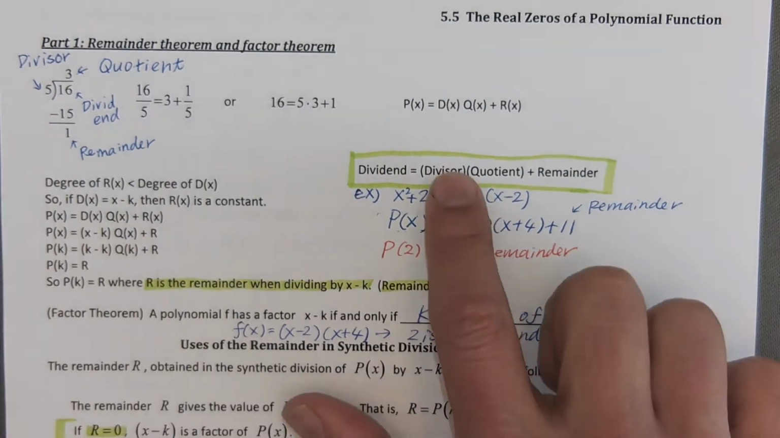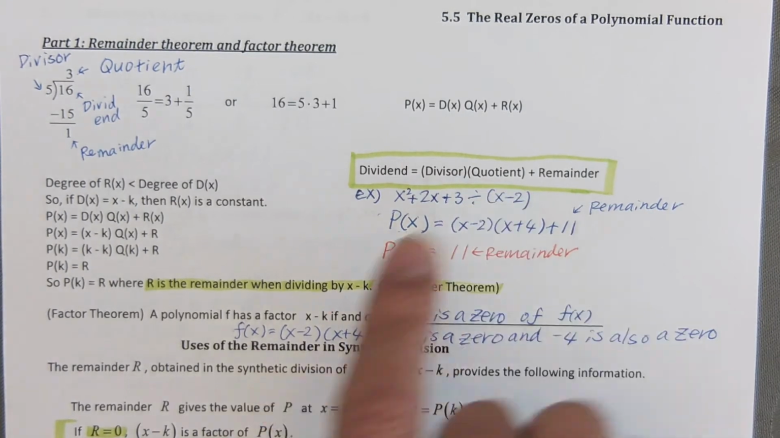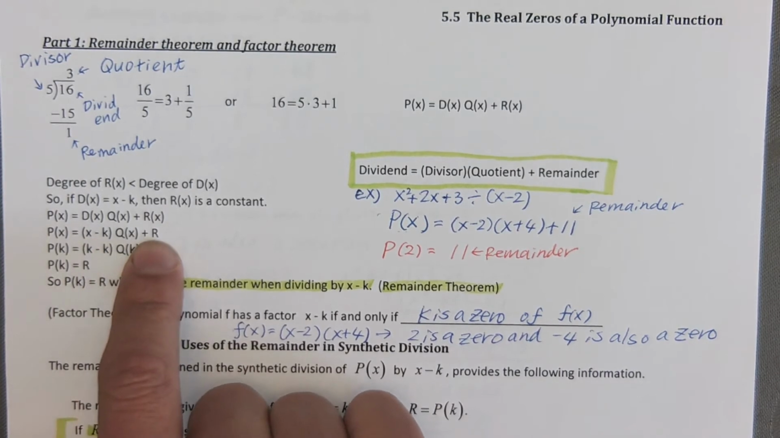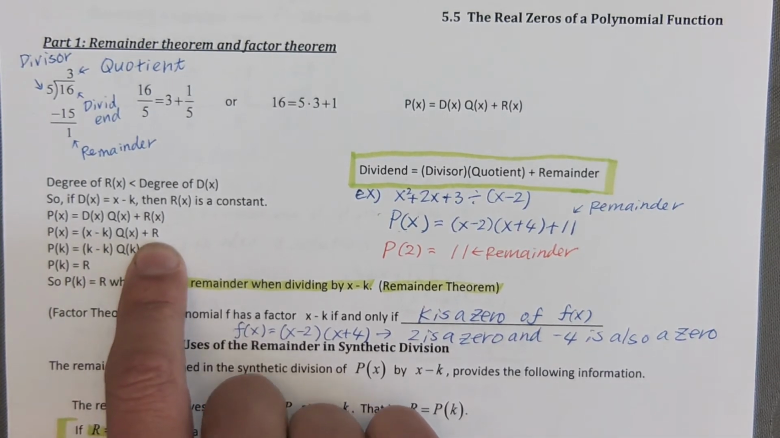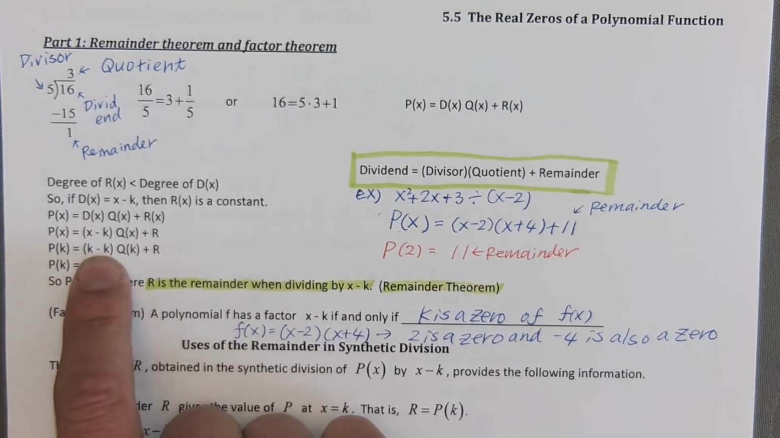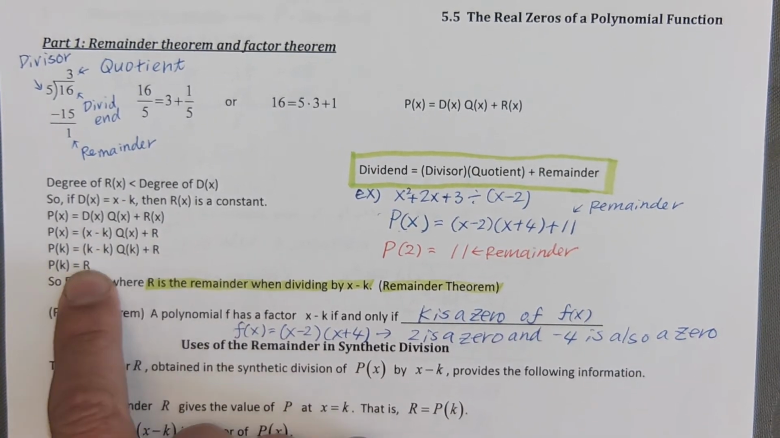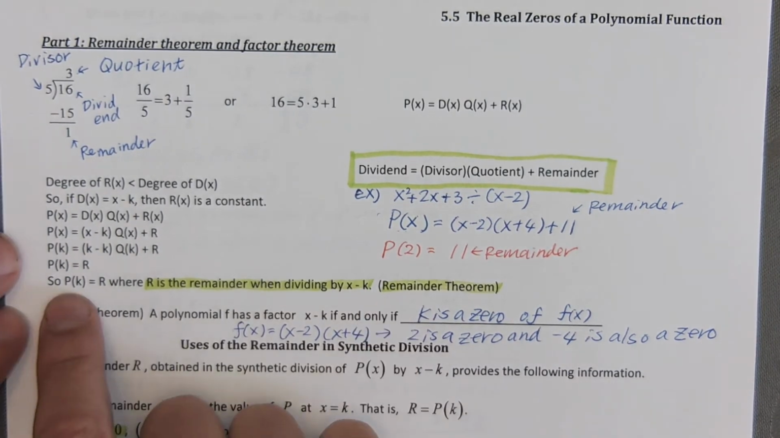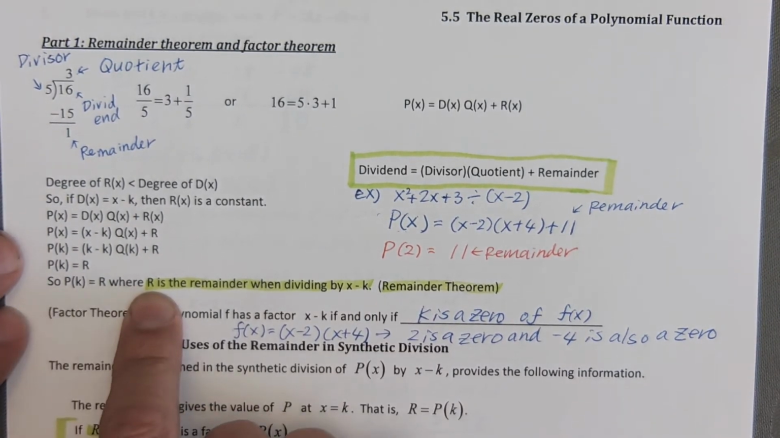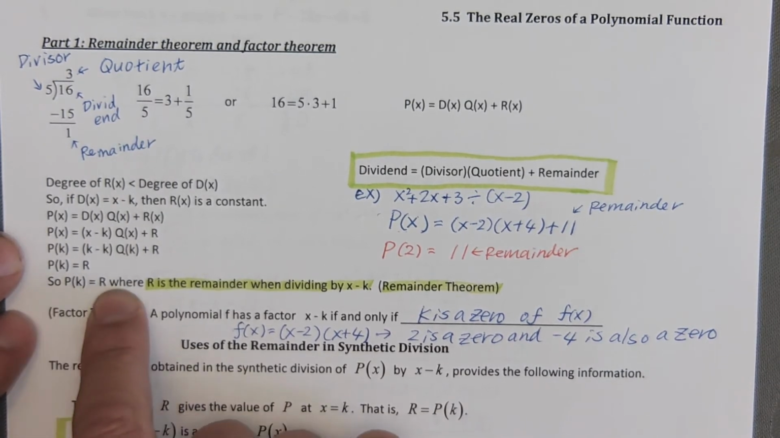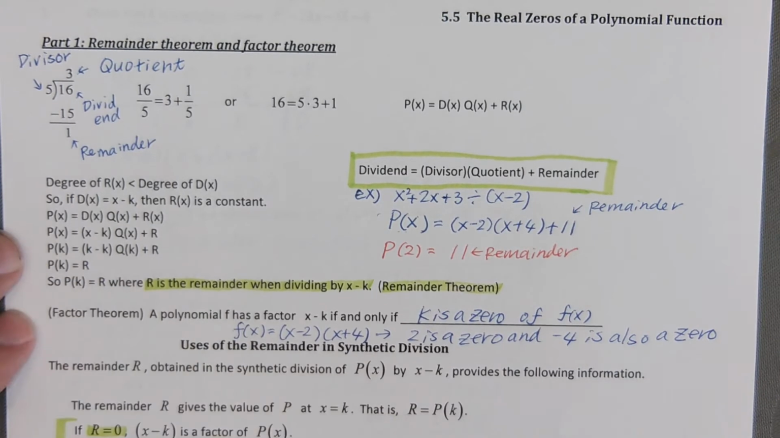So here's our theorem. And here's our function. So this is our divisor times our quotient plus the remainder, where r is no longer a function of x because it's now a constant. And when I evaluate this at k, that goes to 0. So I just end up with the remainder. And this is called the remainder theorem. So p of k equals r, where r is the remainder. Meaning I can evaluate the polynomial at that point, and that will give me the remainder when I divide the whole thing out.